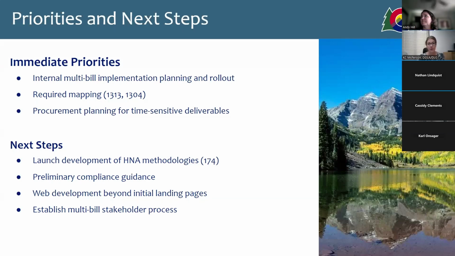And then procurement planning for time-sensitive deliverables. For example, the housing opportunity goal calculation methodology is an early one, as well as, moving into next steps, the HNA methodology that we need to publish by the end of this year. So that also is coming up rather quickly. Also preliminary compliance guidance. The first out is going to be the occupancy reform guidance. I'm really hoping to post that shortly, and then others to follow.